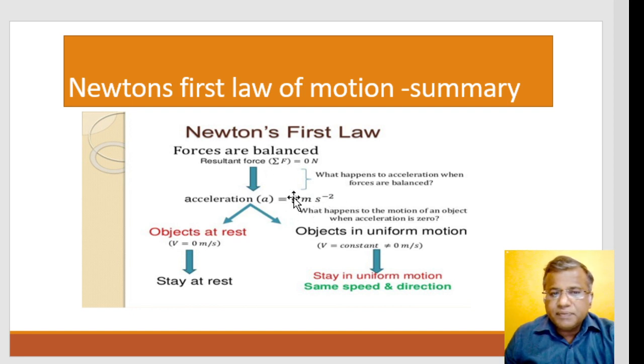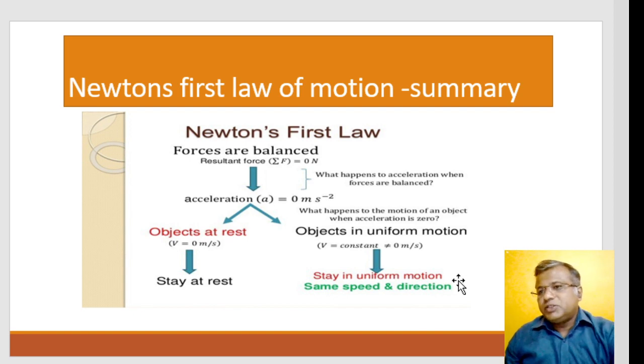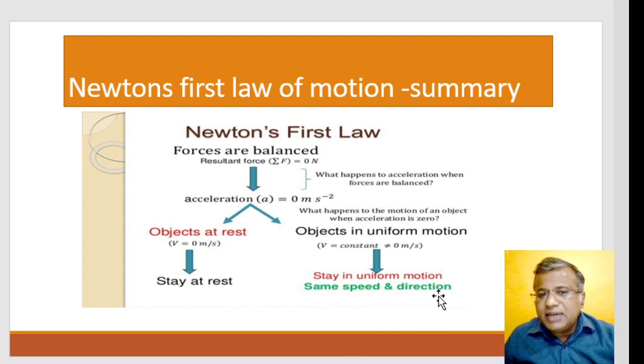Okay, if the object is at rest and the net external force is zero, the object will stay at rest. If the object is in uniform motion, now uniform motion again is where acceleration is zero, so the object will be in uniform motion. If the net forces are balanced, it will continue to be in the state of which one? Uniform motion.